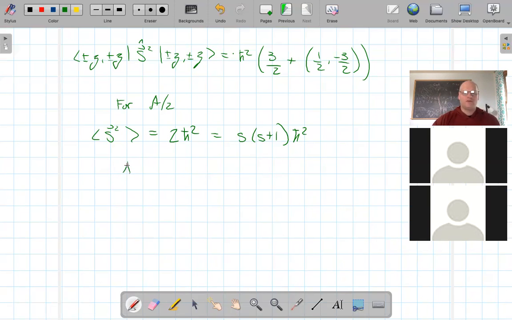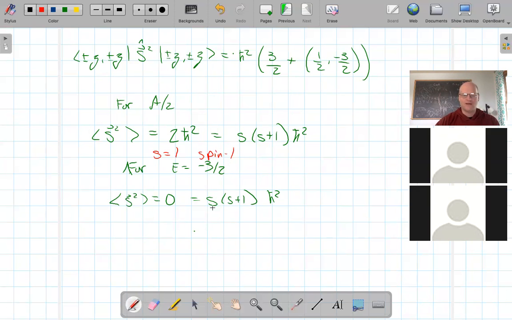For the other one, for the energy equal to -3/2, in this case I get 3/2 minus 3/2, which is equal to 0, which means the expectation value is equal to 0, which is also equal to s times s plus 1 times h bar squared. Now, comparing the right-hand side to the left side, for this first state s must be equal to 1, which means this is a spin 1 particle. For this one, s must be equal to 0, which means this is a spin 0 particle.